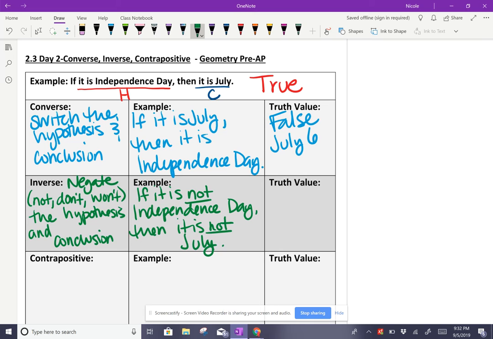So if it is not Independence Day, then it is not July. Well, let's look at this for our truth value. That's saying if it is not July 4th, then we are not in July. Well, what about July 7th? What about July 31st? What about July 1st? Independence Day does happen in July, but it is not the only day that occurs within the month. So this truth value is false as well. And for example, we could say July 7th. But there's a multitude of days in July that are not Independence Day.